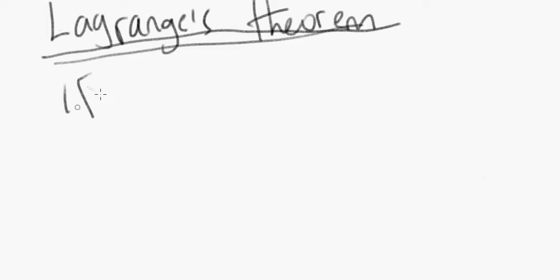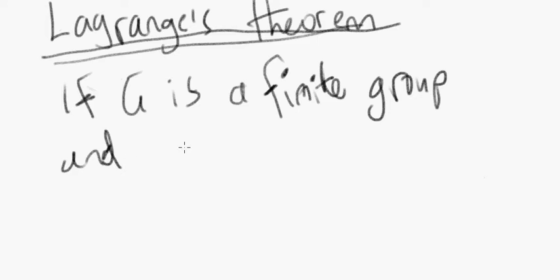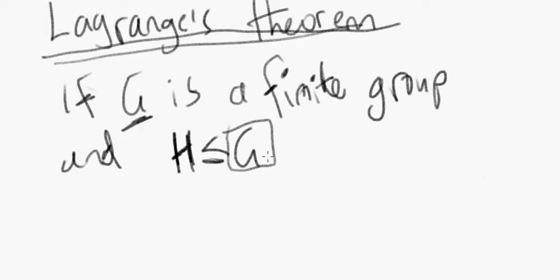If G is a finite group, and H is a subgroup of G. Hope we know what a subgroup is. Well, a subgroup is a group that's a subset of the bigger group G. So that's what makes H a subgroup. So if G is a finite group and H is a subgroup of G, then Lagrange's theorem says the following.